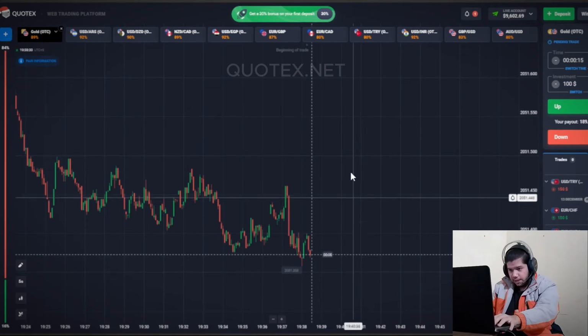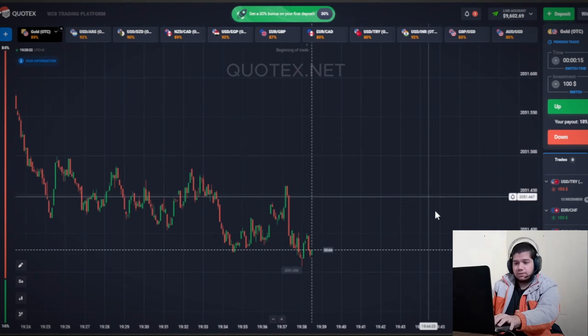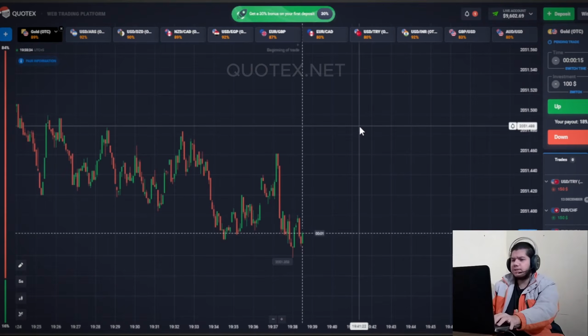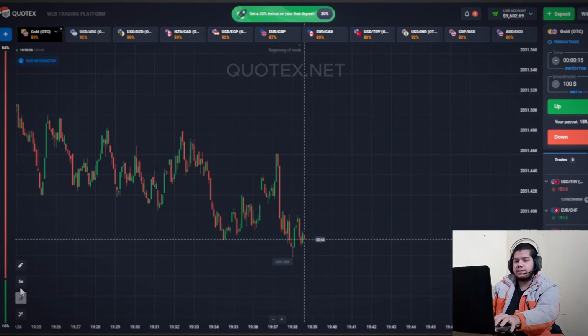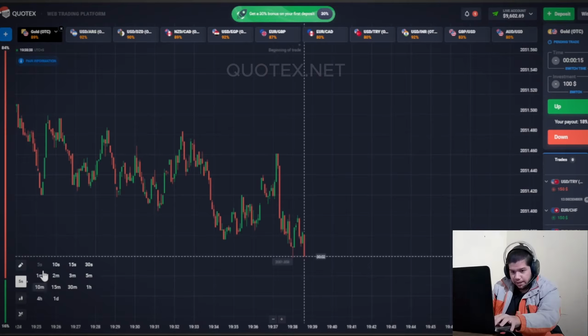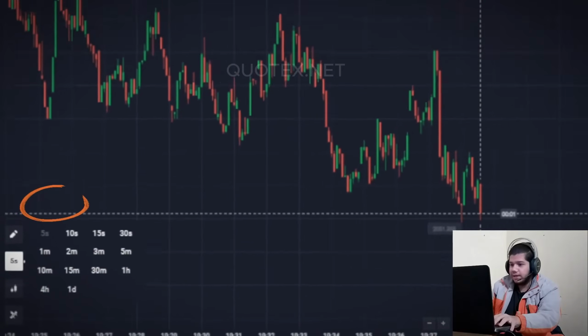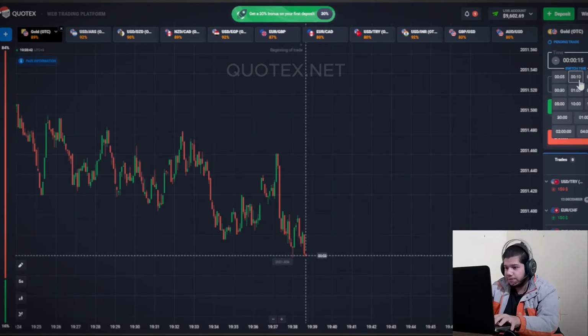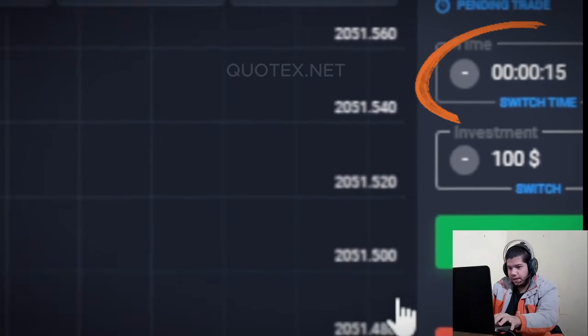So, let's get back to the trading. For the chart timings, you have to select the 5-second time frame right here. And for the trade timings, you have to select the 15 seconds time frame like here.